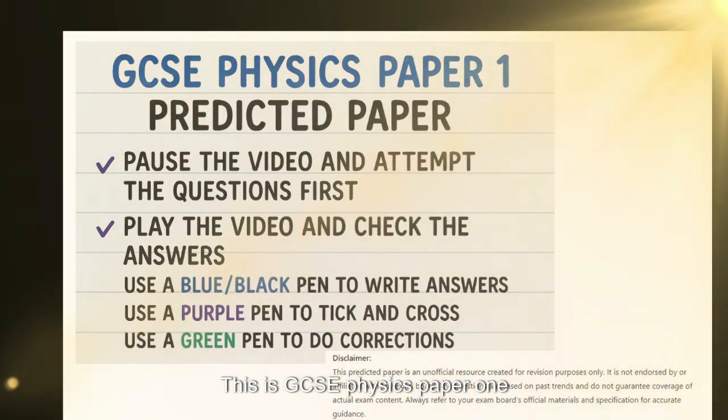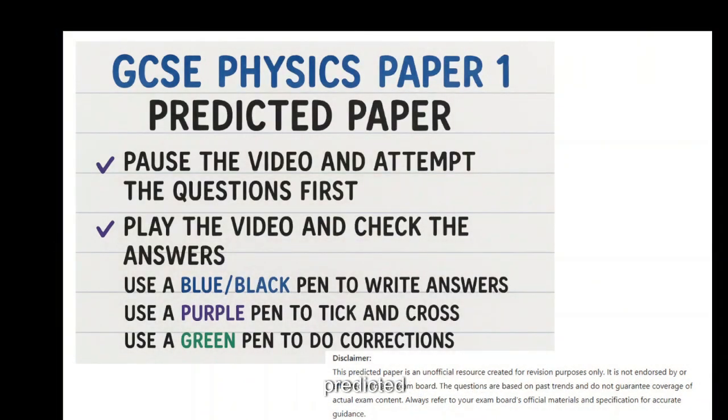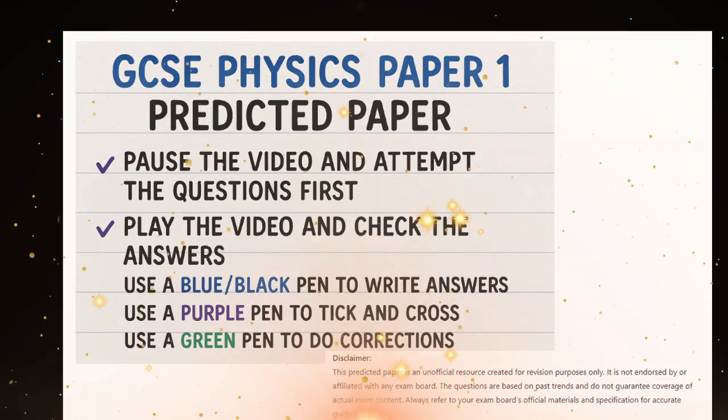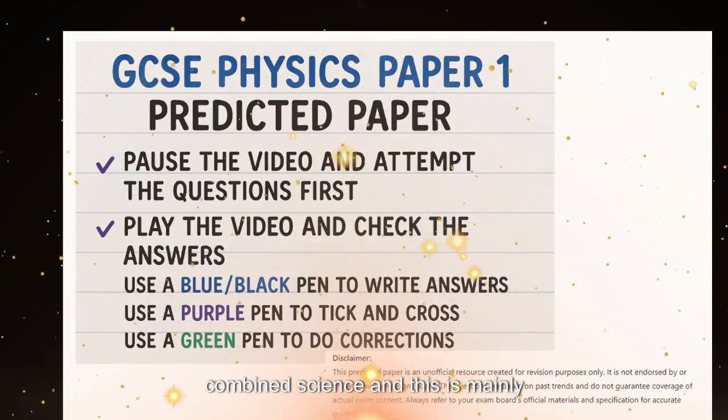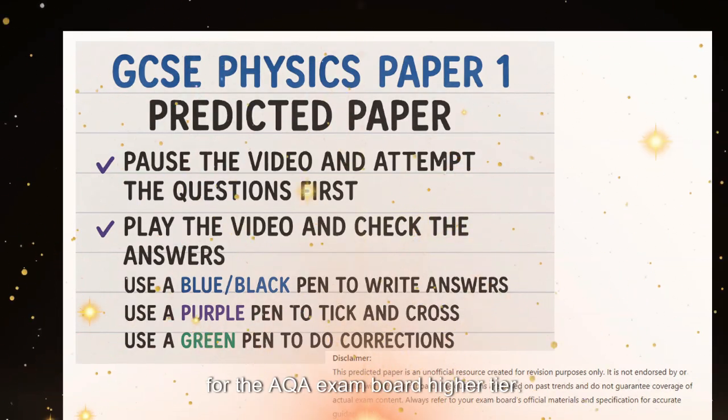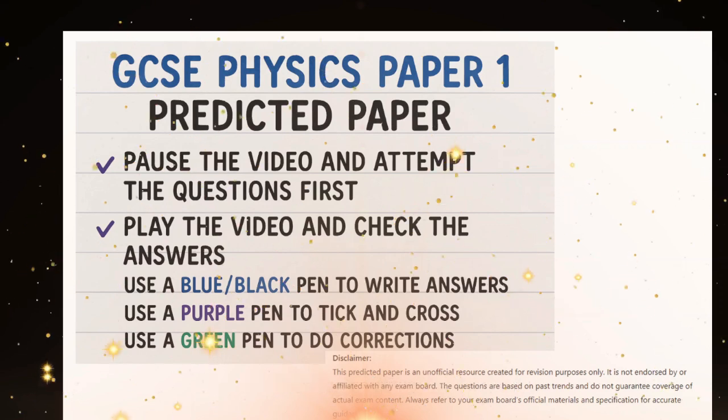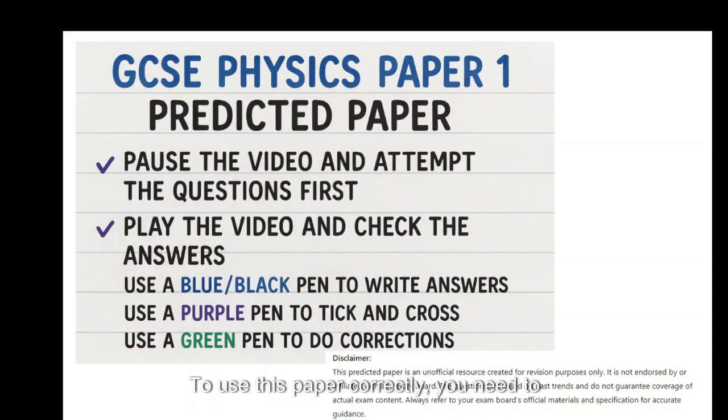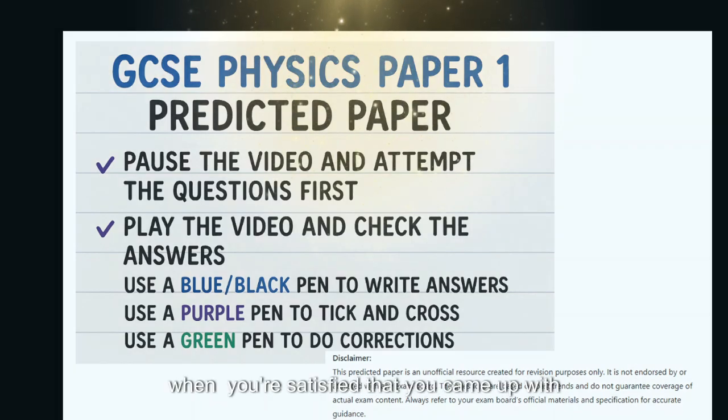Now this is GCSE Physics paper 1 predicted questions for combined science, and this is mainly for the AQA exam board, higher tier. To use this paper correctly, you need to pause the video when you see the question and attempt the question yourself. When you're satisfied that you've come up with your answer, play the video and check the answer against yours. You can use different colored pens to do your corrections.